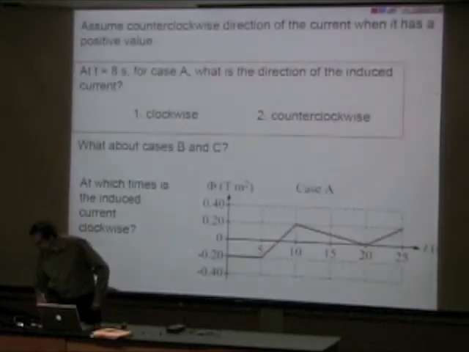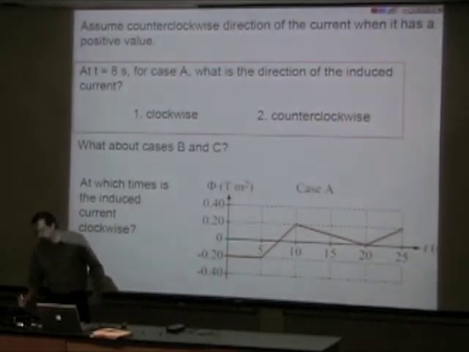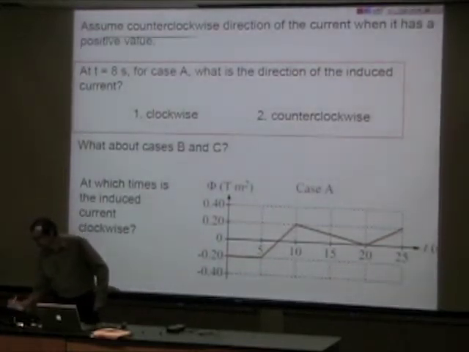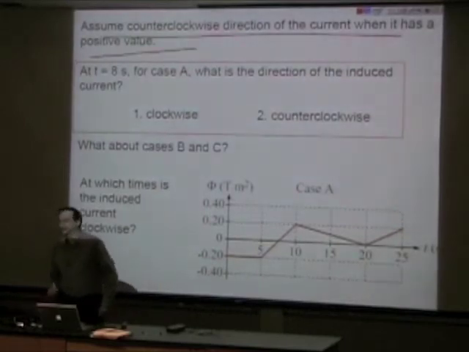For example, here is another question to you. At t equals 8, for case K, what do you think is the direction of the induced current? Again, we stick to our general assumption.